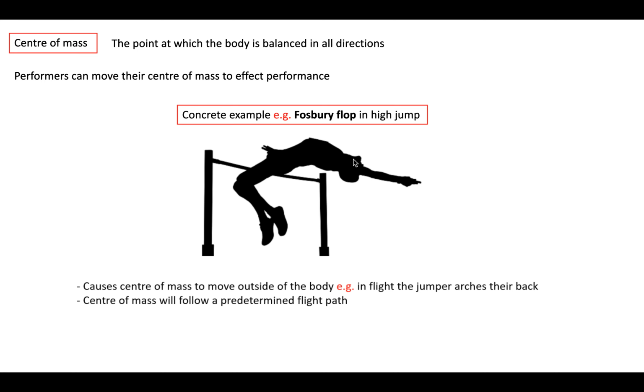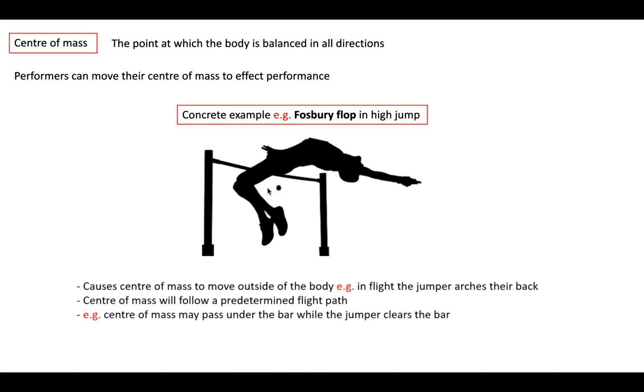This means that the centre of mass will follow a predetermined flight path. Okay, and we're going to talk about this predetermined flight path right now. So ultimately, what this means is the centre of mass may pass under the bar while the jumper clears the bar. And I've just put where the centre of mass actually is on this jumper now here.